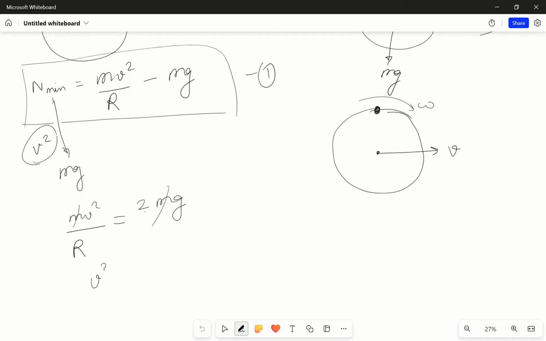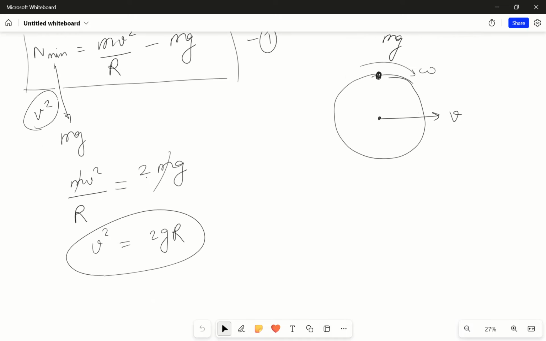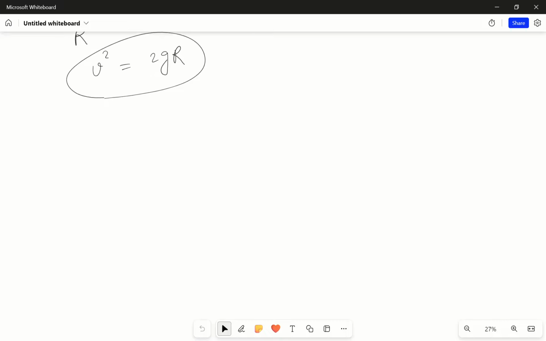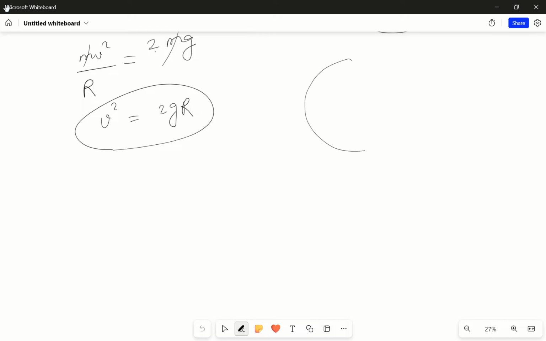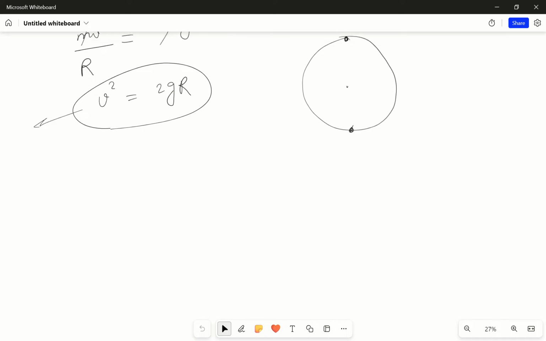And we can say v square is equal to 2gr, right? Now what we have to do is apply the work energy theorem. As the body is moving from here to here, some work was also done by gravity. So we have to equate the work done by gravity with the change in kinetic energy to find v square. What is v square? In terms of v naught square.